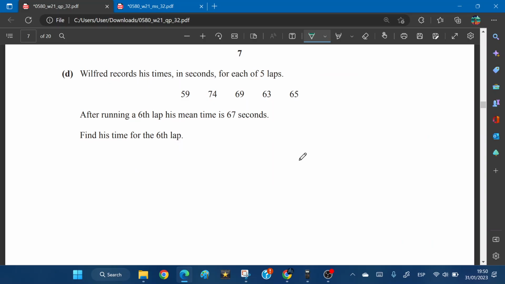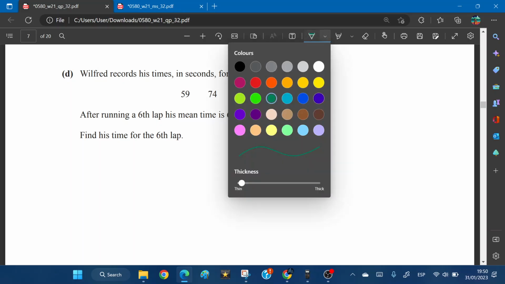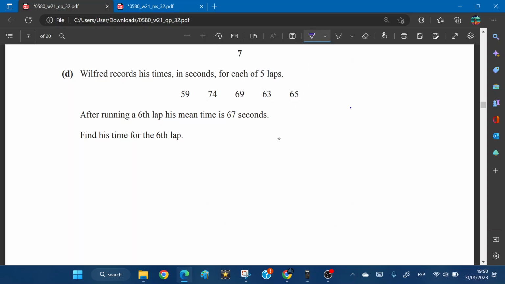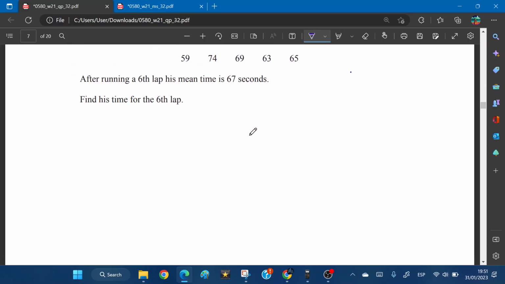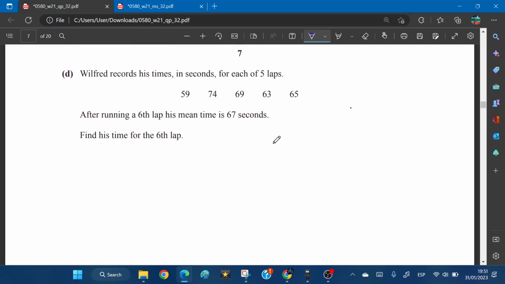Right. Now, Wilfred has 5 laps in 59 seconds. Oh, Wilfred. It's not human. Wilfred must be a cheetah or something. Okay. Oh, it's one of those questions. Doesn't make sense. So, 5 laps. That's how fast you run. After running, you see these mean changes. Okay, look at that. How do you work out the mean, right? Maybe this is the mean one.